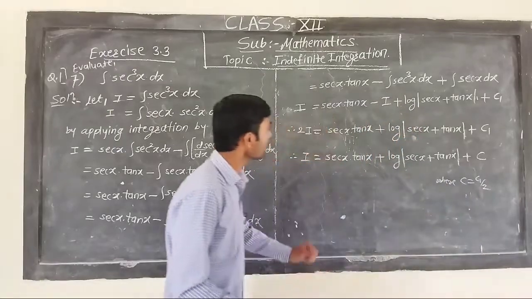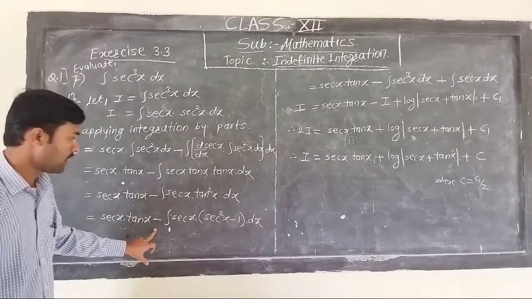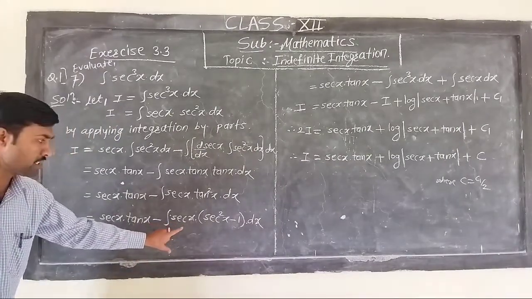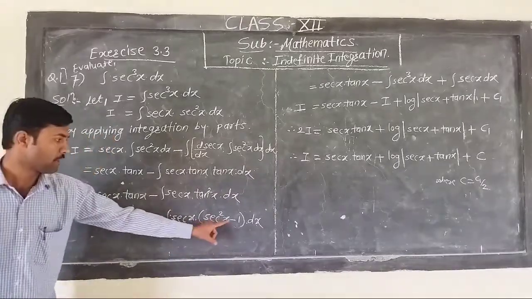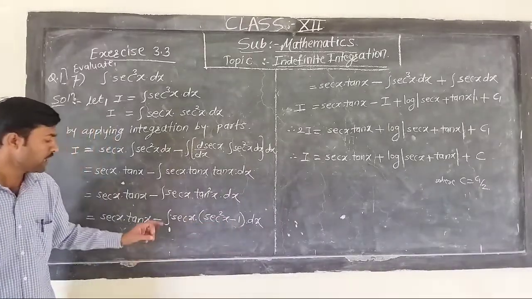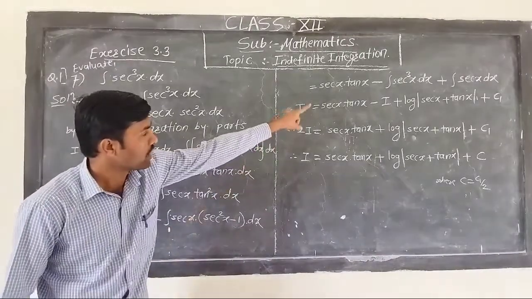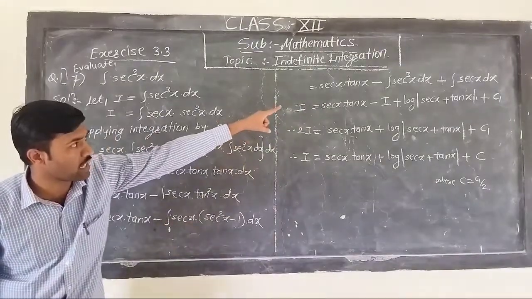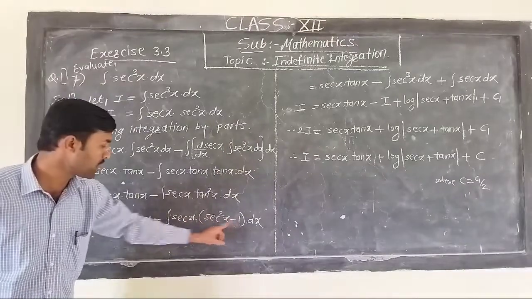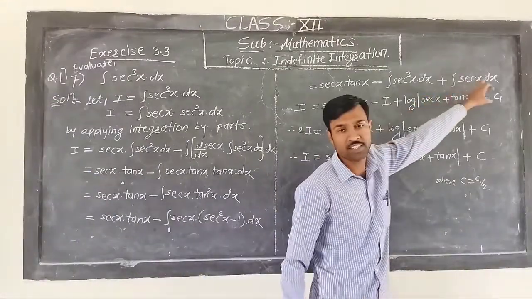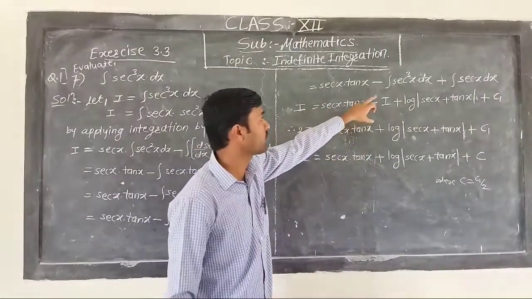Now friends, in the next term, sec x into tan x remains as it is, minus, if we multiply this sec x to this bracket, we will get sec cube x minus sec x, and if we separate this integration, we will get minus integration of sec x into sec square x, that is sec cube x, minus into minus plus sec x into 1, that is integration of sec x dx. Got it?